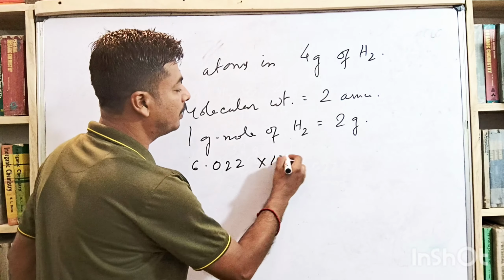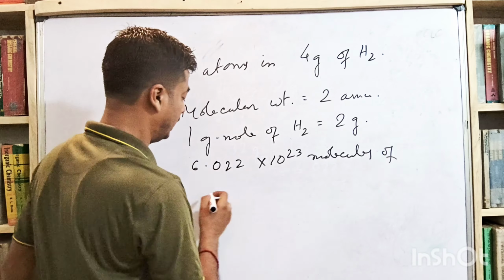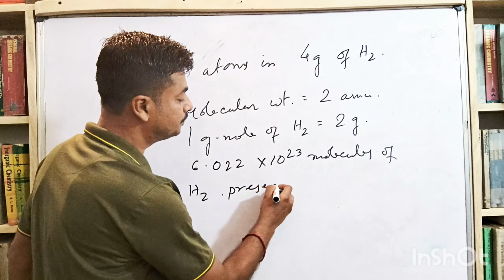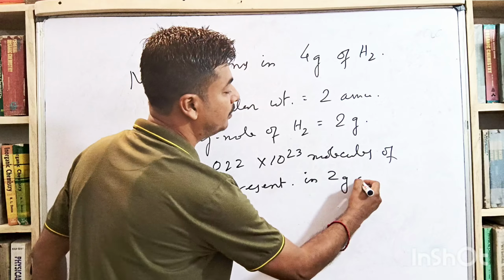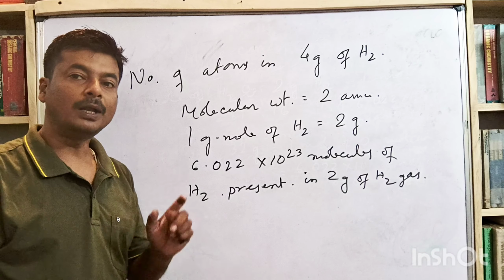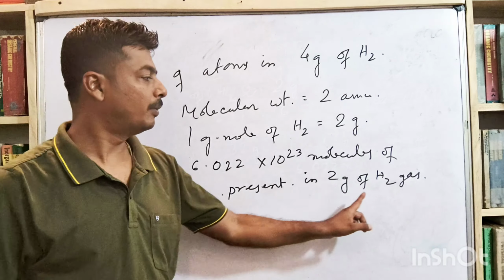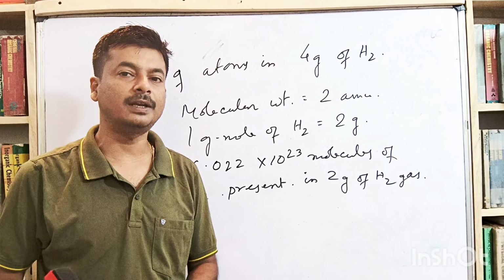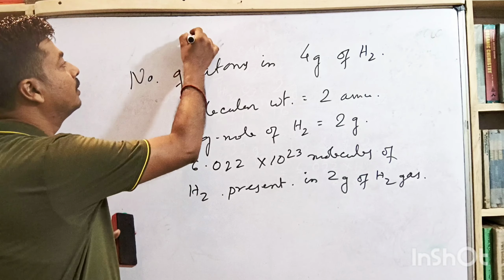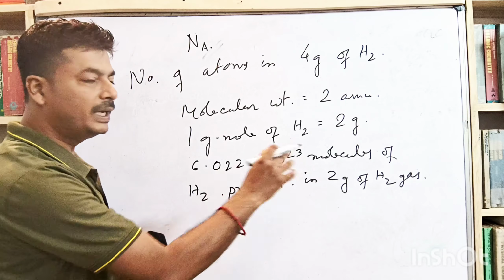6.022 into 10 to the power 23 molecules of hydrogen present in 2 gram of H2 gas. Very simple. There is 1 mole of hydrogen molecules in 2 gram of hydrogen gas. So how many molecules are there? There are Avogadro's number of molecules. By the way, Avogadro's number is denoted by N subscript A. Now how many atoms are there?